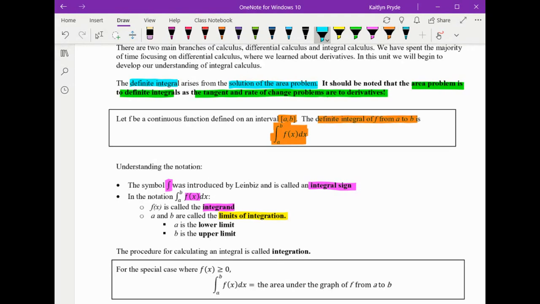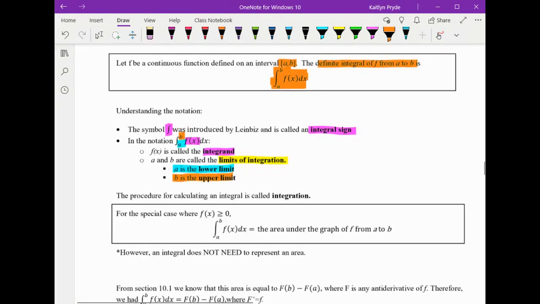And if we look specifically at a, that's our lower limit. And if we look at b, that's our upper limit. So we basically start at a, go to b, and we're looking at the integrand f of x. So the procedure for calculating an integral is called integration.